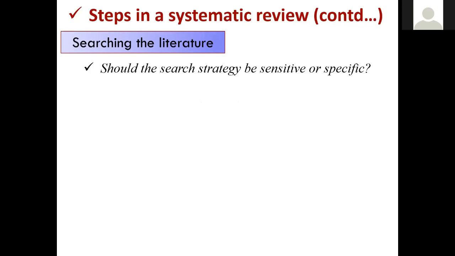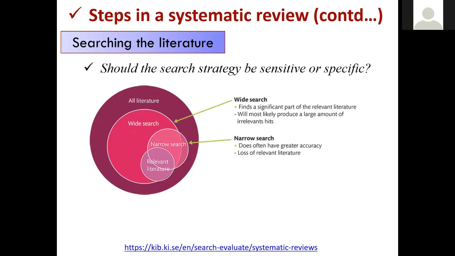Now, when we carry out the literature search, it can be either sensitive or specific. Both have their merits and demerits. In a sensitive search, the search is wide. It covers a large part of the literature, but it is also likely to include a large amount of irrelevant hits. On the other hand, a specific search is narrow, but it has greater accuracy. So which of these two strategies should we follow? Should we carry out a sensitive search or a specific search?